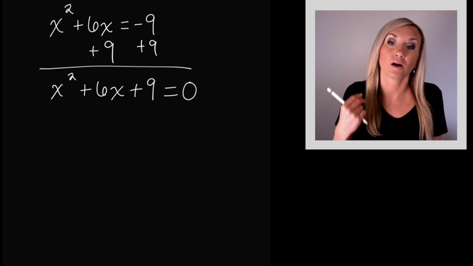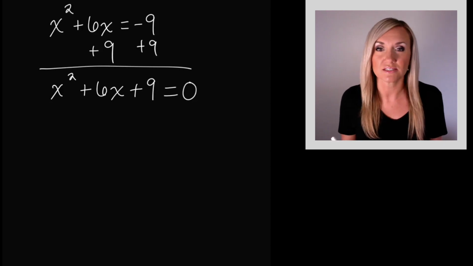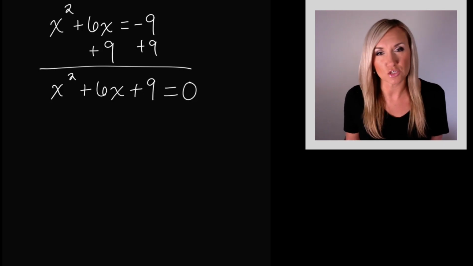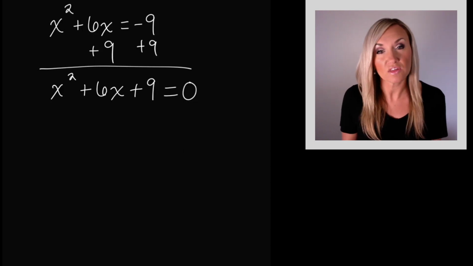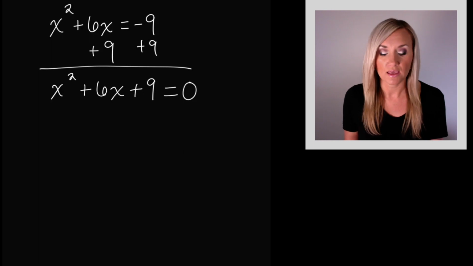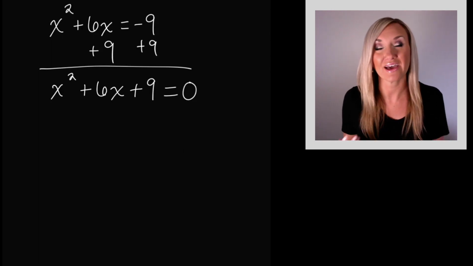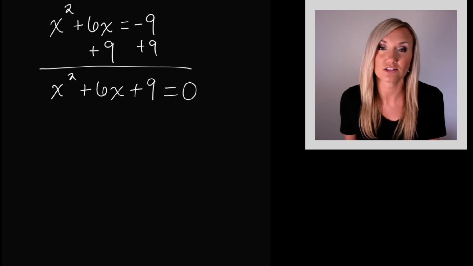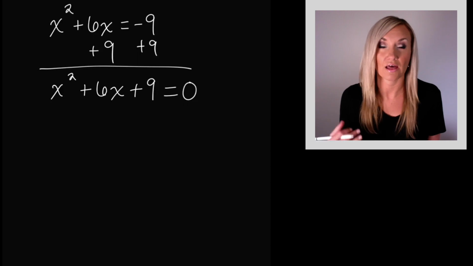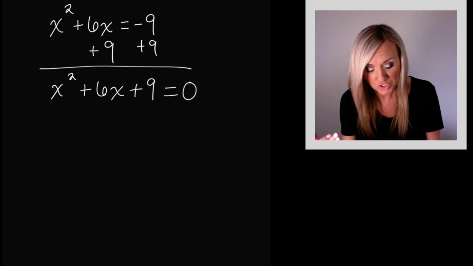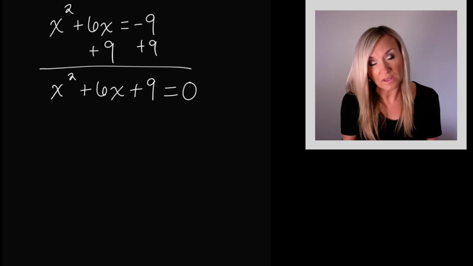There are a couple important things that I need to note here. The first is that the x squared needs to be first in standard form. The second term with the x must be second, and that plus 9, when we added it to the other side, that is our constant, and our constant needs to be our third term in order for us to factor correctly, and then it equals 0. Now our equation is in standard form, so now we can factor.